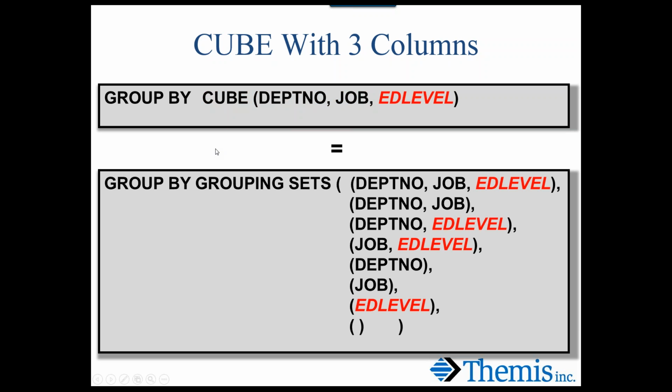Okay, so if I add a third column to the list, now I'm getting DEPTNO, job, and ed level. The cube of that is DEPTNO, job and ed level; DEPTNO and job; DEPTNO and ed level; job and ed level; each of the three by themselves; and the whole thing. In a query like this, I've had it happen where the summary that I'm generating actually generated more rows than the detailed data that I was summarizing, because I'm summarizing it so many different ways, all in the same query.